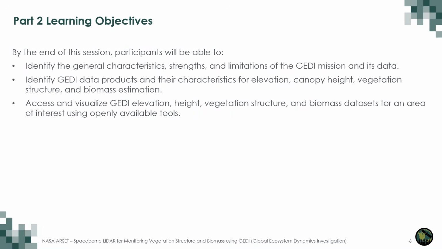There are 3 learning objectives for this session. By the end of the session, participants will be able to, first, identify the general characteristics, strengths, and limitations of the GEDI mission and its data. Second, identify GEDI data products and their characteristics for elevation, canopy height, vegetation structure, and biomass estimation. Third, access and visualize GEDI elevation, height, vegetation structure, and biomass datasets for an area of interest using openly available tools.